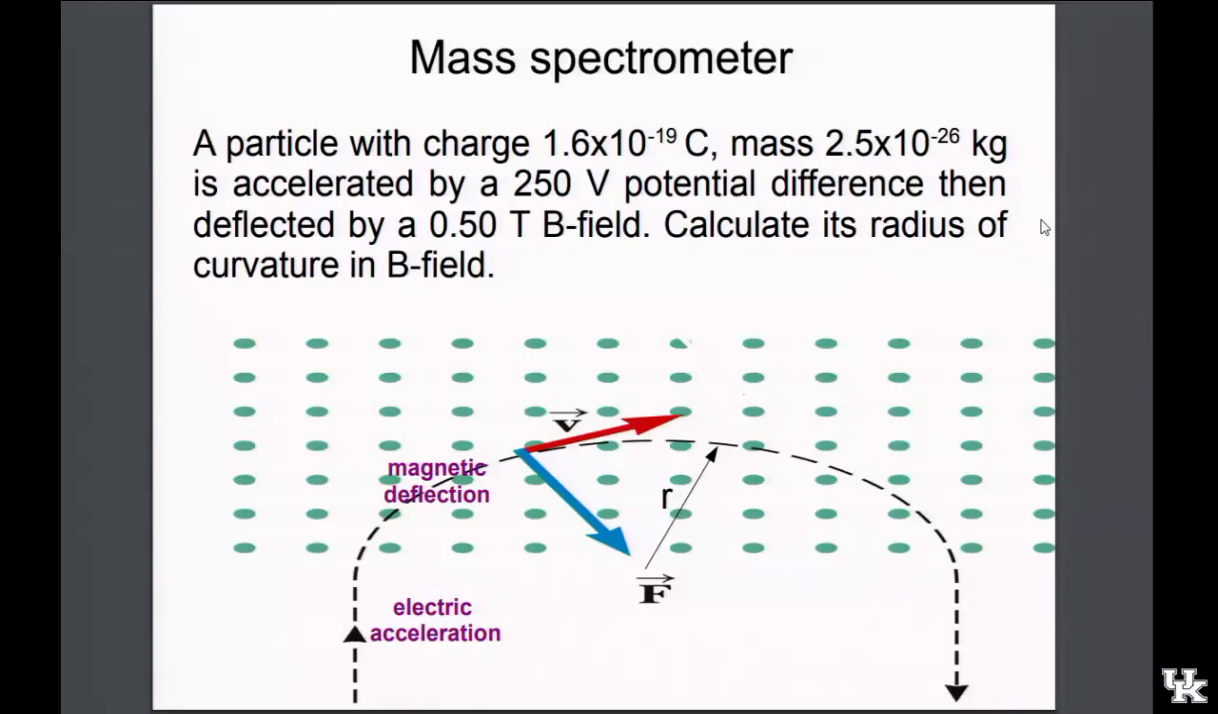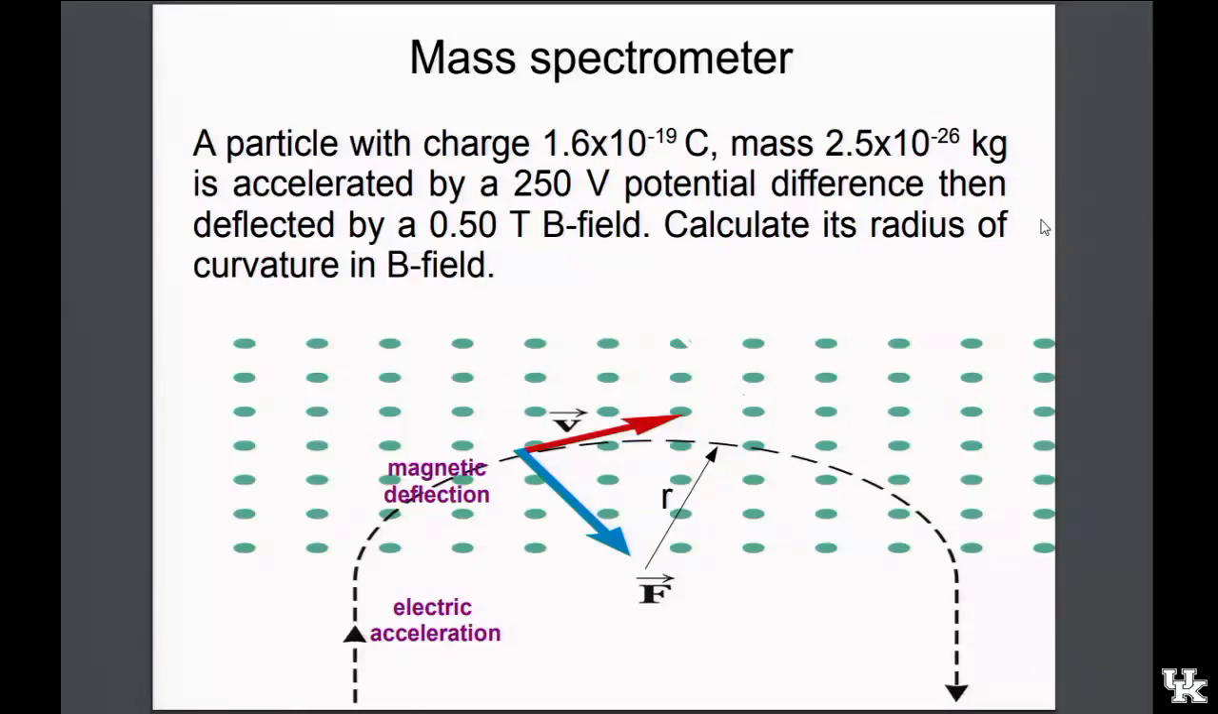Based on all this information, we're told the charge of the particle and the mass of the particle. That's the characteristics of the particle. That's the Q over M we were talking about. In addition, we're told the electrical potential over which we accelerate the particle, and then we're told the magnetic field that we immerse the particle in. And based on all that information, we're going to find the radius of the orbit.